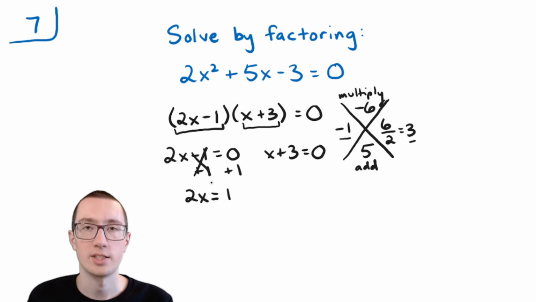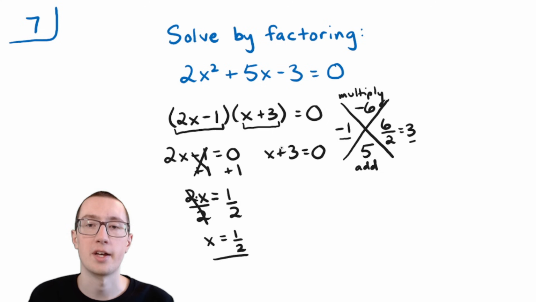And now we just have a one-step problem. And this is multiplication, because whenever you don't have a sign, that means multiplication. So we'll do the opposite of multiplication, which is division. We'll divide both sides by 2. These cancel out, and you just have x equals 1 over 2, which is 1/2. So 1/2 is one of our answers.